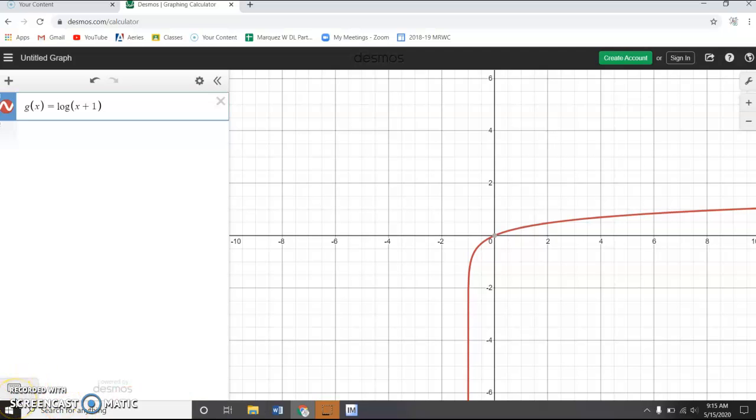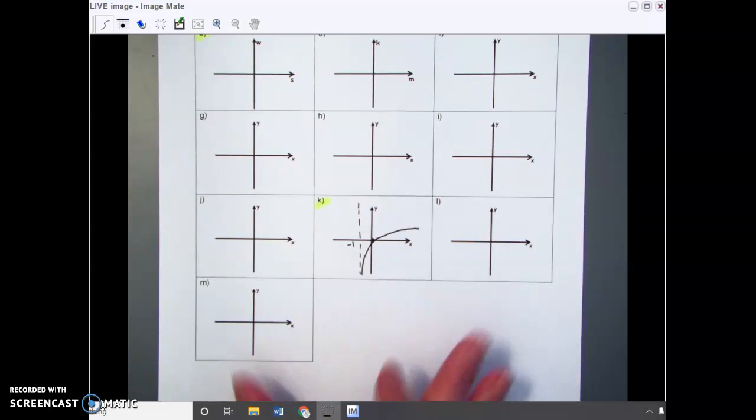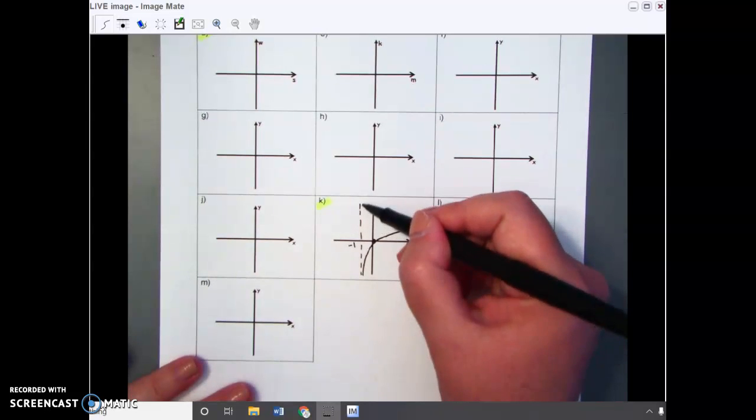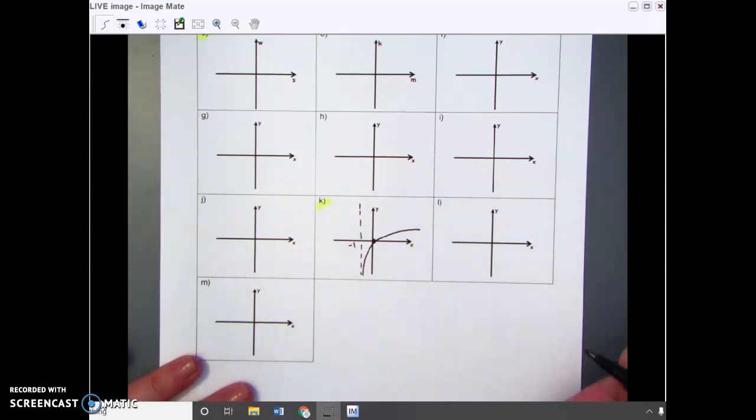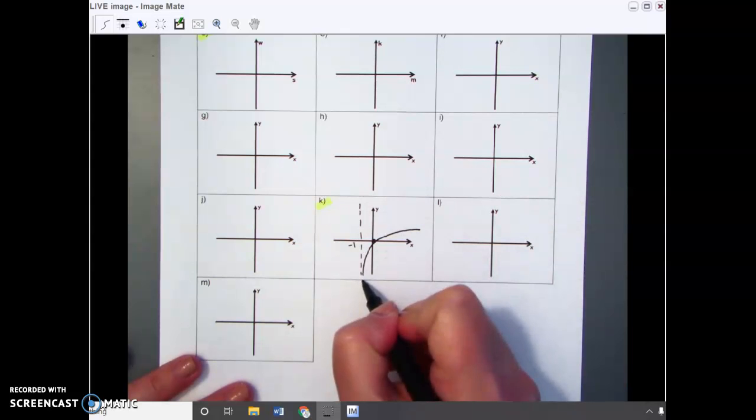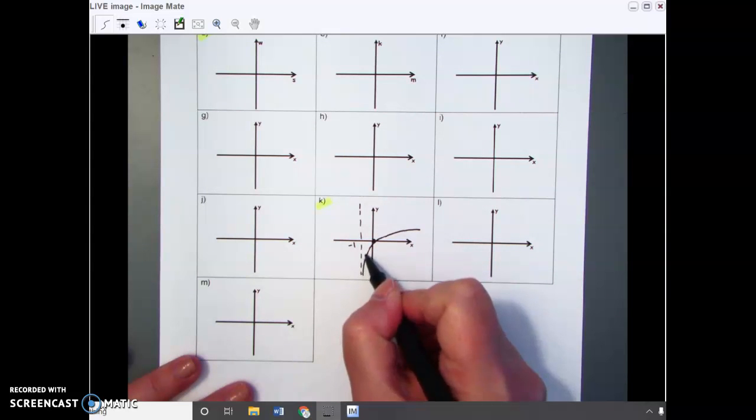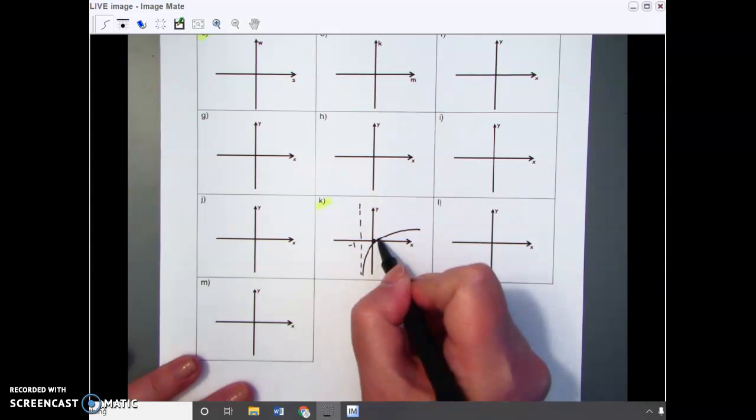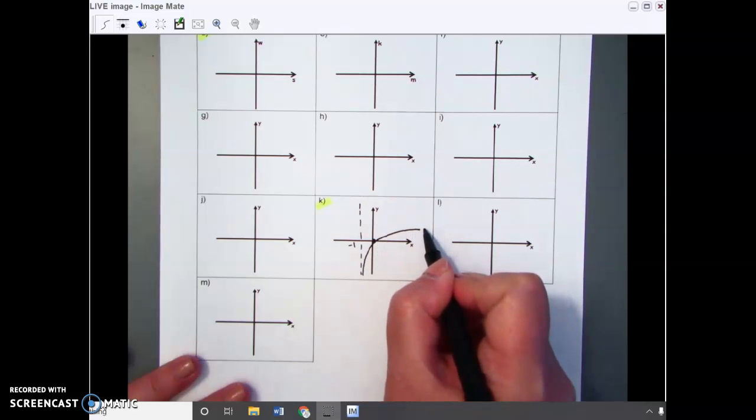So give me just a moment. So I sketched the graph that we had on Desmos, which showed that we had an asymptote at the line x is equal to negative 1. And we started very, very close to that asymptote. I noticed that it went through 0, 0, and then it continues on to infinity from here.